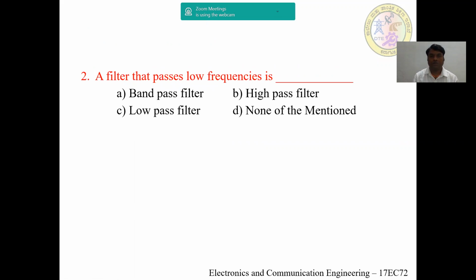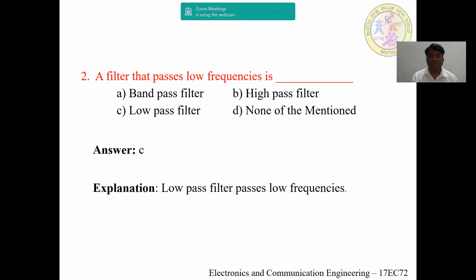A filter that passes low frequencies is called dash: band pass filter, high pass filter, low pass filter, none of the mentioned. The answer is C, that is low pass filter. Low pass filter passes low frequencies.